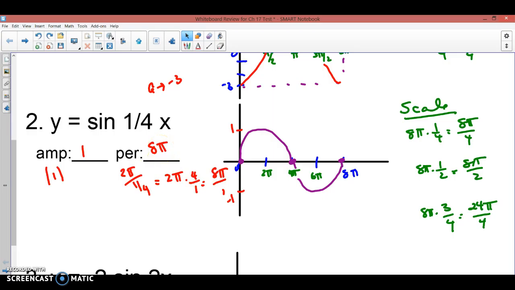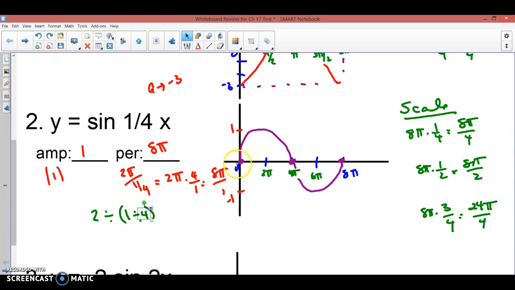We said if you type it into your calculator, don't type in the pi symbol. So you'll type in the 2 and divide it by that fraction. So make sure you put that in parentheses. And it'll give you an answer of 8. And then you need to remember to put the pi symbol back as part of your answer. Okay, so to calculate the scale, it's the period times 1/4, the period times 1/2, and the period times 3/4.